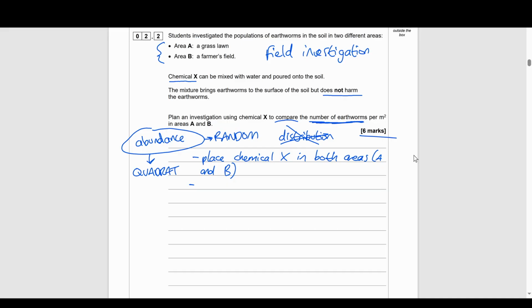And the two obvious things for any liquid are the concentration and the volume. So, what we need to say is the concentration and volume of chemical X should be the same when applied to both fields.